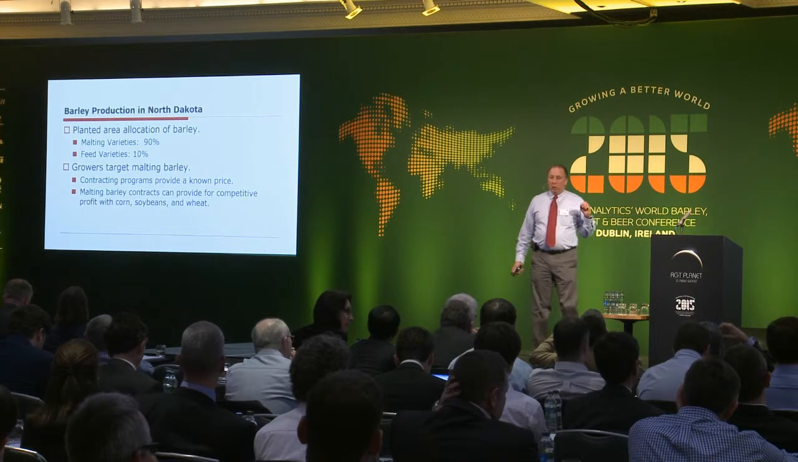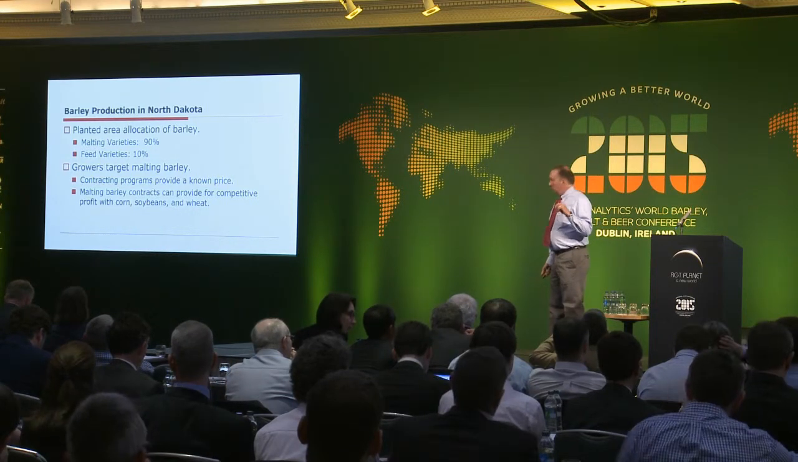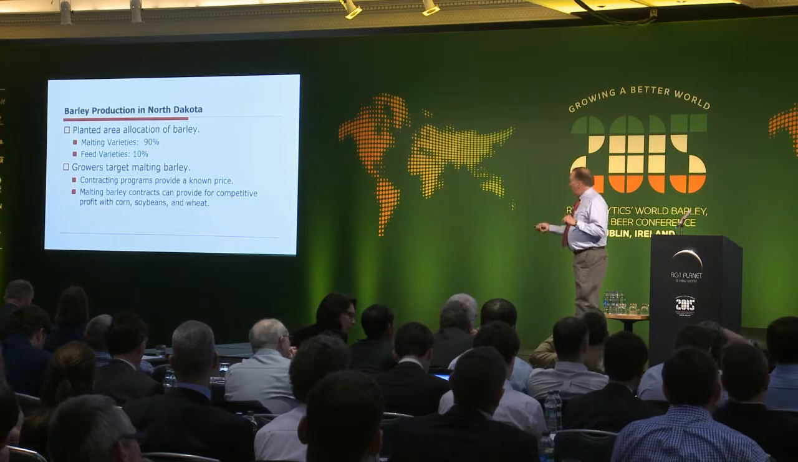90% malting. That number is actually a little bit higher. This last year, the survey, or the back of the envelope calculation rather, is more than 92, 93%. We're just not seeing much for feed barley being planted. Those that do plant it, typically it's being used in the livestock industry in the western part of the state. With that in mind, growers target malting barley.